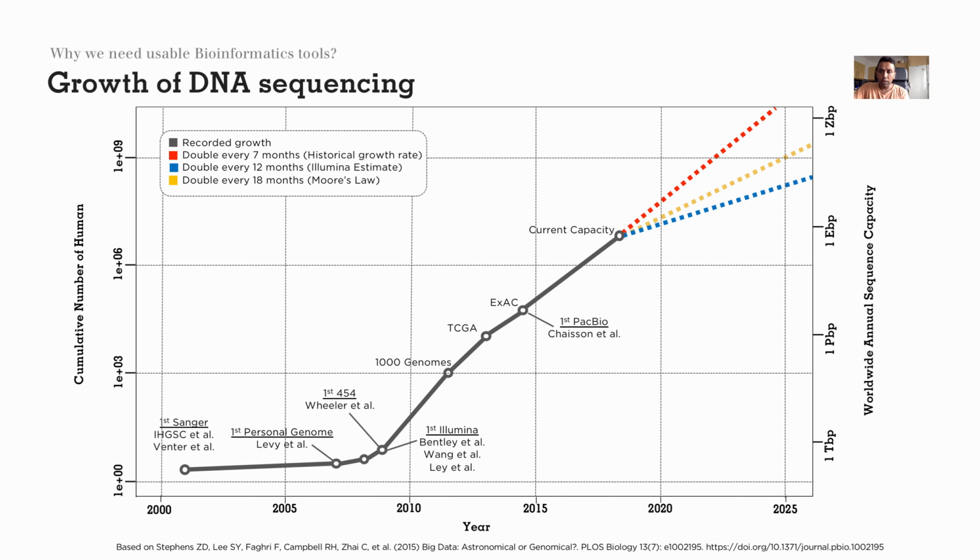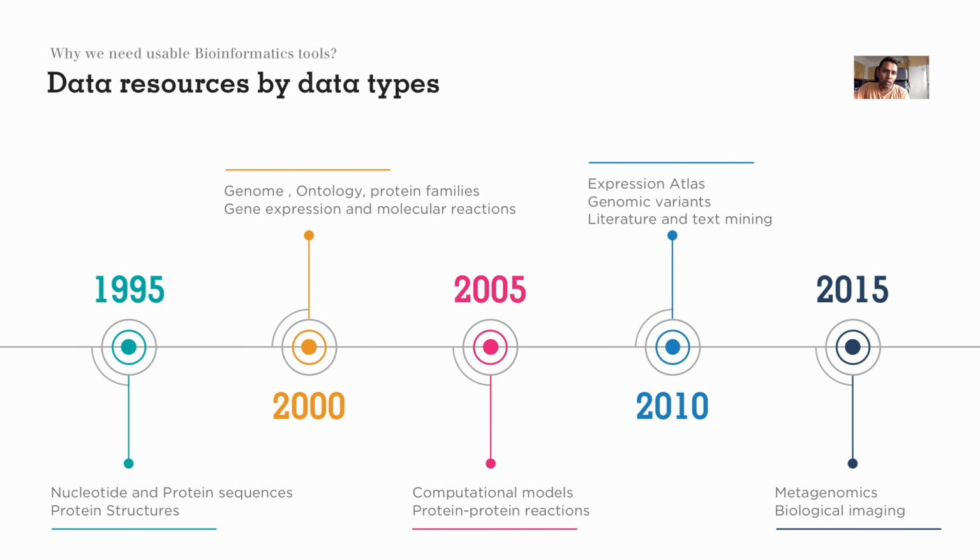As volume and complexity grow, the current databases and database resources are not sufficient to cater to the needs of the research community. The first nucleotide database started in 1995. Then different databases known as database archives and specialized databases have been established during the last 2 decades. From 2010, there has been more focus on expression atlases and genome variants, and it keeps growing.